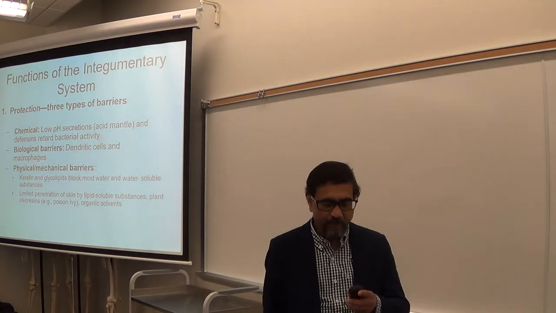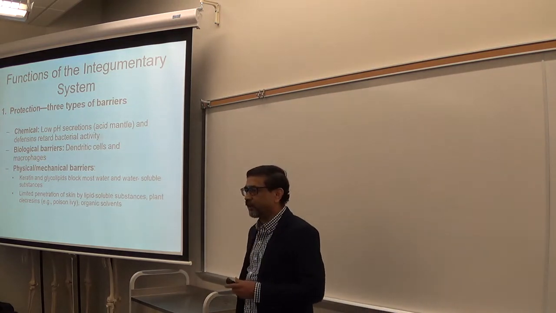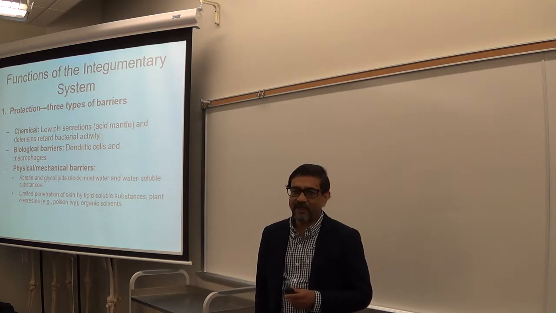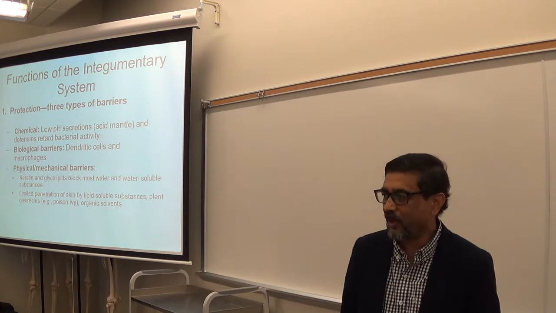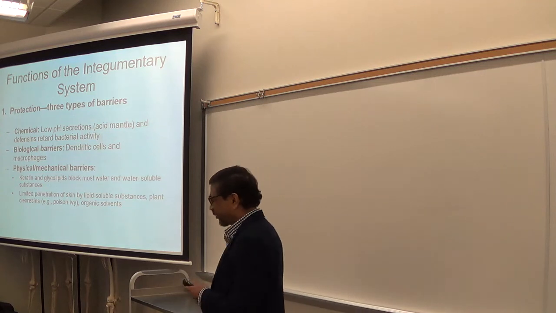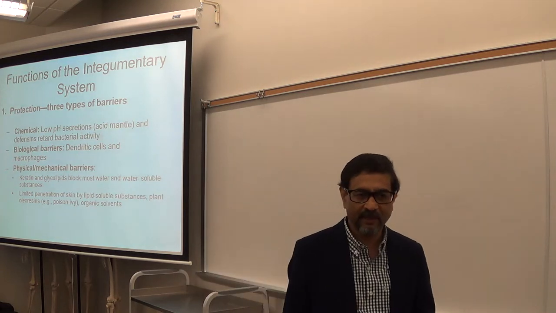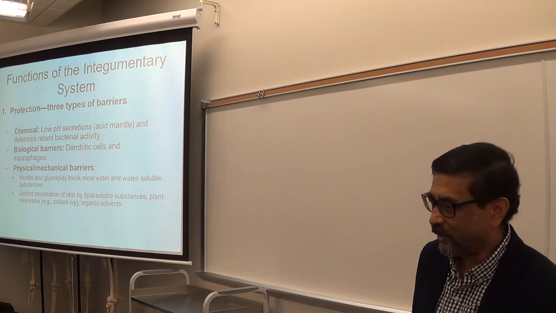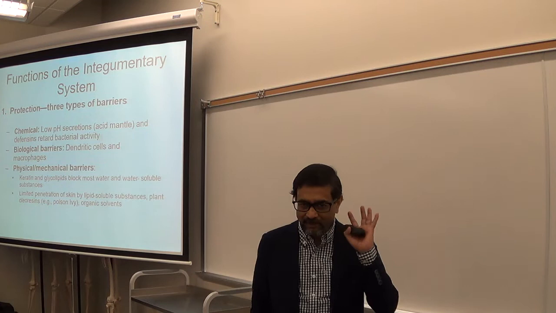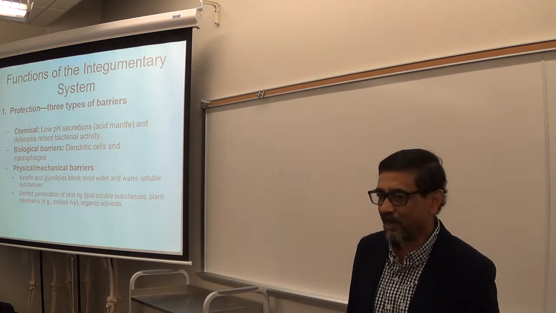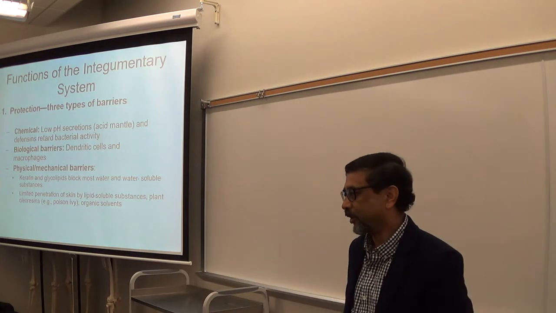Two important chemicals. One is called keratin and another is called glycolipids. These two chemicals are present in the skin, and these two chemicals do what? Prevent water and water soluble substances from entering into the body through the skin. So these two chemicals make the skin waterproof. Make sense? Make the skin what? Waterproof. So water and water dissolved substances cannot enter into the body through the skin.